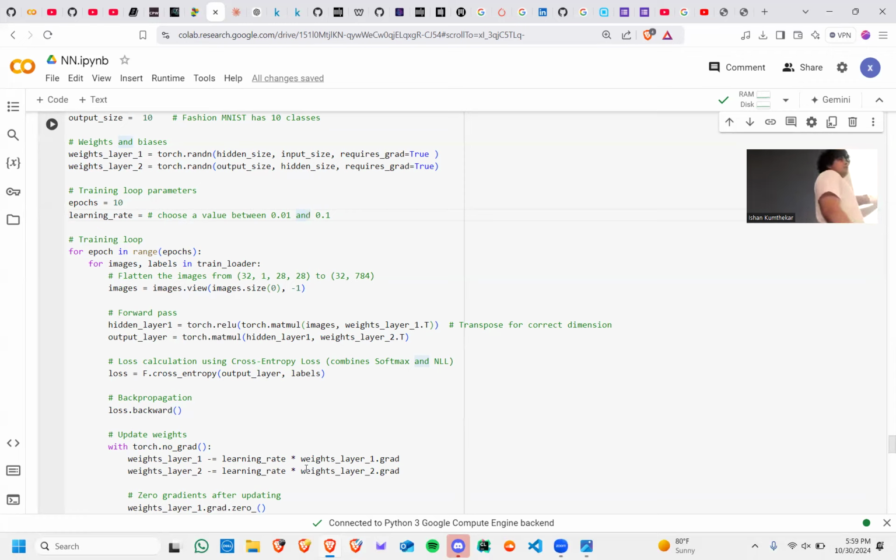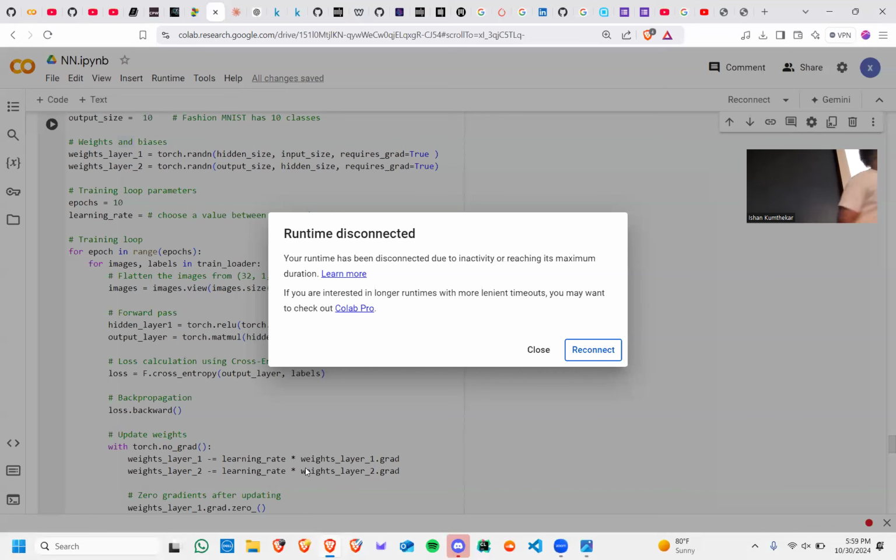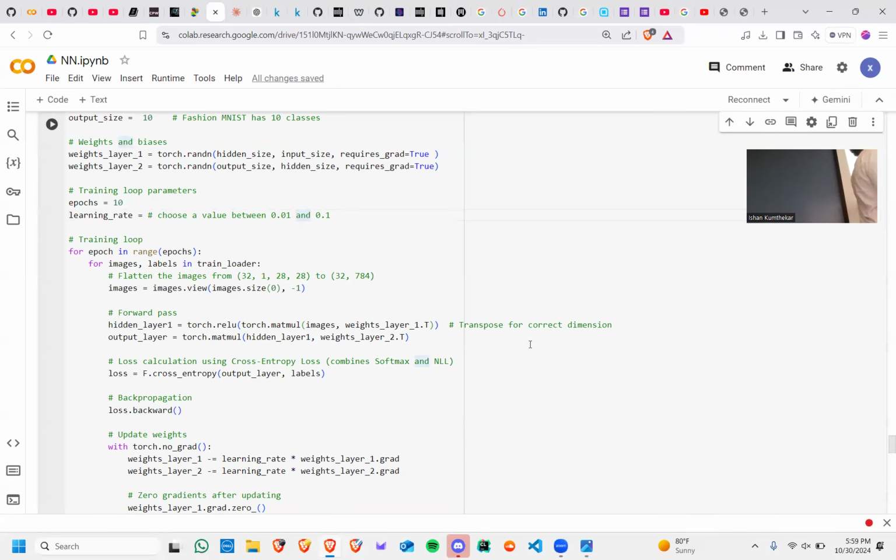And then you call dot backward. What will happen is the gradients will be calculated for all of the weights in weight layer 1 and weight layer 2. So if you, for example, go to some weight in weight layer 1 and call dot grad over here, you'll get the gradient of that weight with respect to the loss.